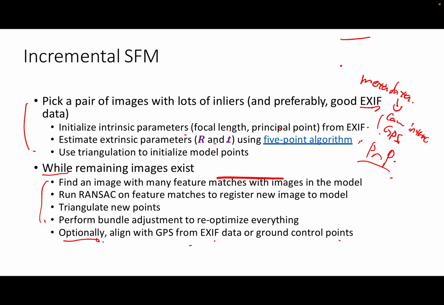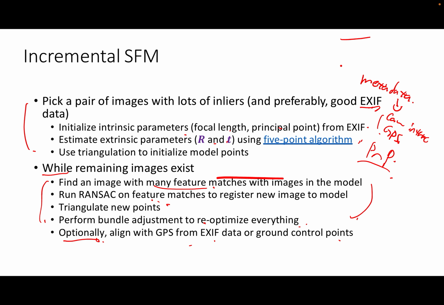And all these things, we learned this, right? Find an image match. We learned image matching in lecture 3, remember? And run RANSAC on feature matches, register new images to the model. We learned triangulation and bundle adjustment, where we optimize everything. We keep repeating this while remaining images exist. So that is incremental structure from motion.